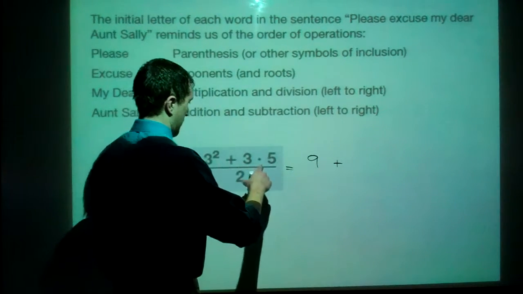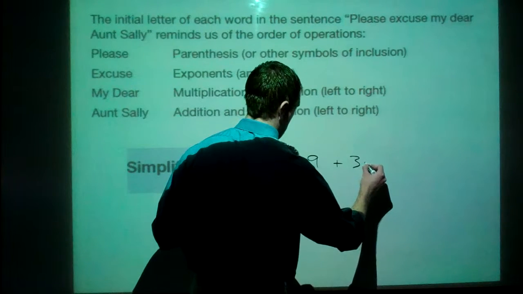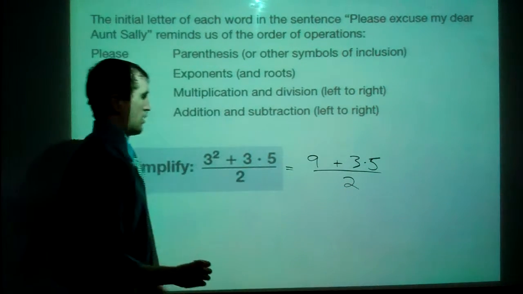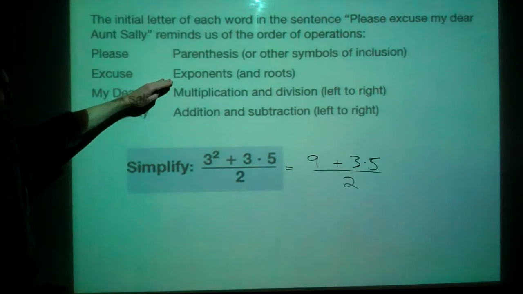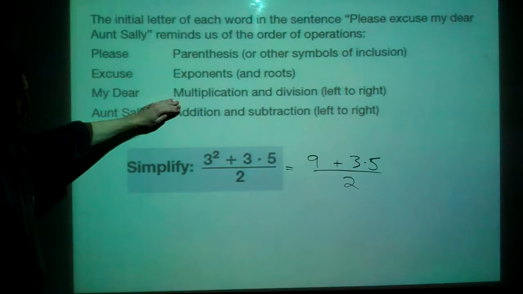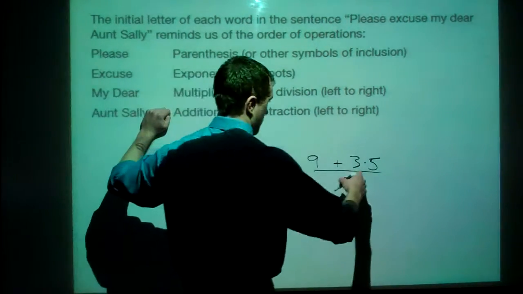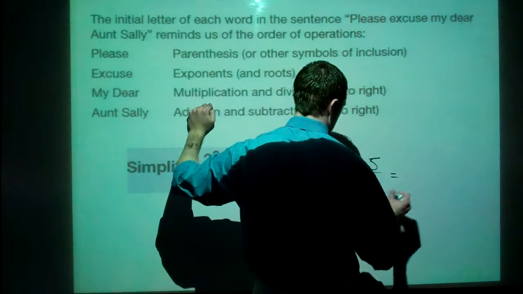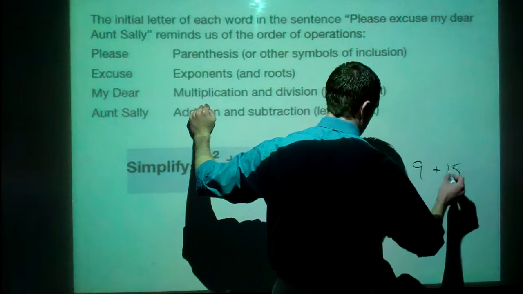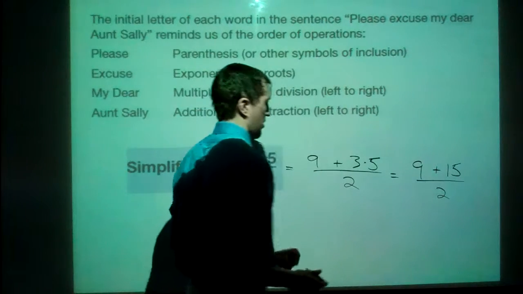So we got 9 plus 3 times 5, all over 2. Alright, no more exponents. We moved on to multiplication and division, sorry. And we do have multiplication. We have 3 times 5. That's 15. So we have 9 plus 15 all over 2.